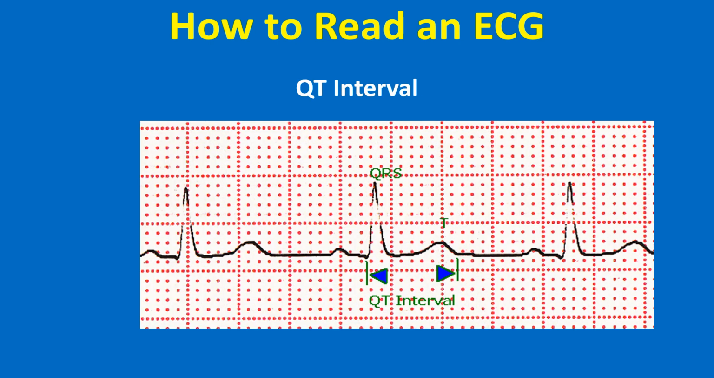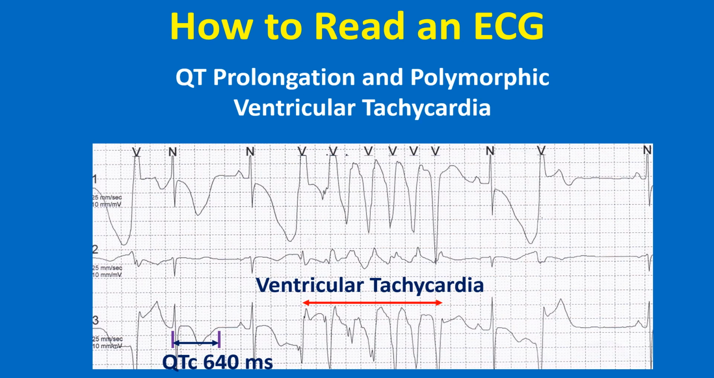QT interval is measured from the beginning of the QRS complex to the end of the T wave. QT interval prolongation can predispose to serious forms of ventricular tachycardia as shown here. QT interval corrected for a heart rate of 60 per minute is known as corrected QT interval or QTc.